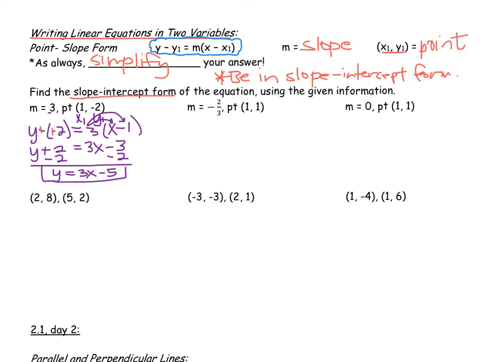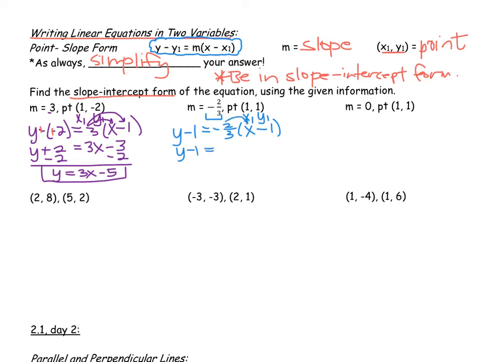M is negative 2/3, so you know there's going to be a fraction eventually. We know that to be true. And the point we want to pass through is simply 1, 1. We'll identify that as x1 and y1. To follow the template, y minus y1, y minus 1 equals m, which is negative 2/3, times x minus x1, which is also 1.